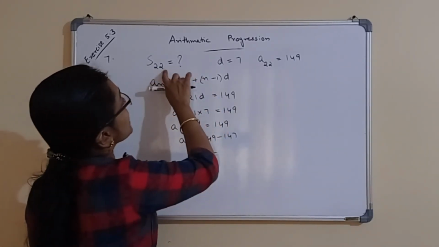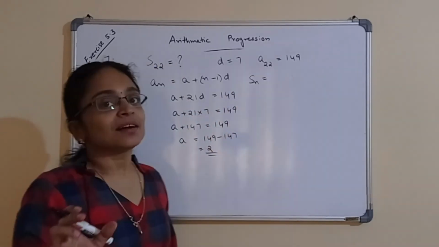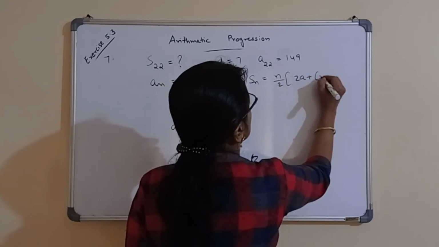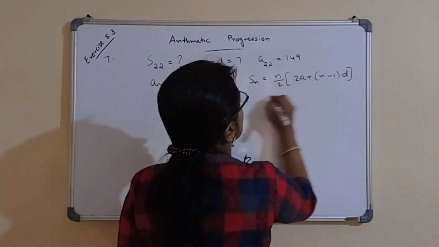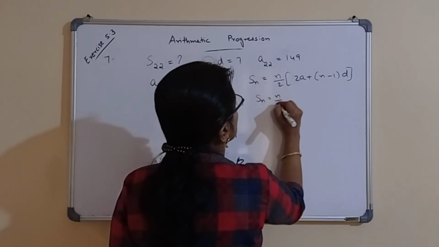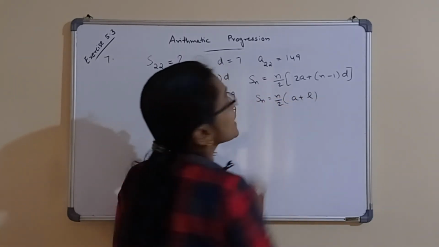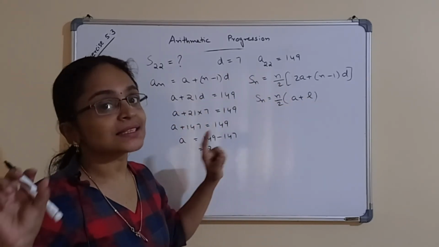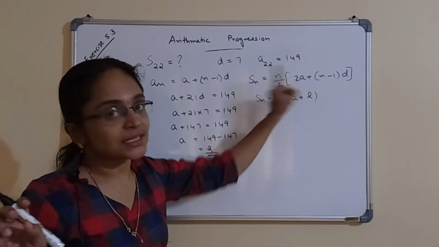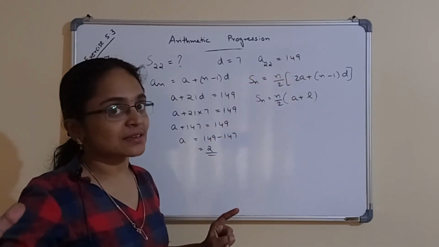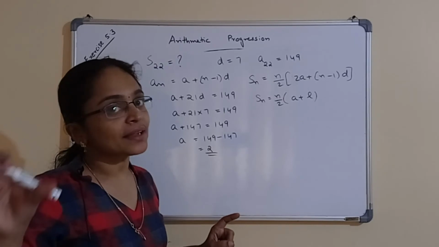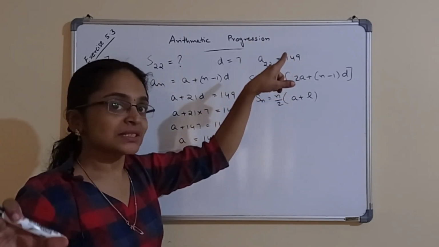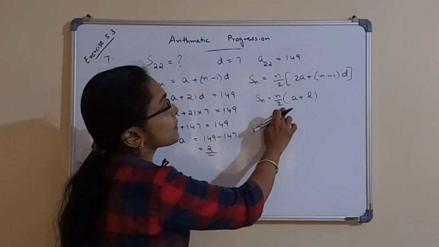Now S22 we have to find. We have the formula Sn is equal to n by 2 into 2a plus n minus 1 into d, or Sn is equal to n by 2 into a plus l. We can apply this formula here because we have to find S22 and A22 is given as 149, which is the last term. A22 will be the last term because we are taking 22 terms and the 22nd term is 149, means the last term is 149. So we can apply this formula.